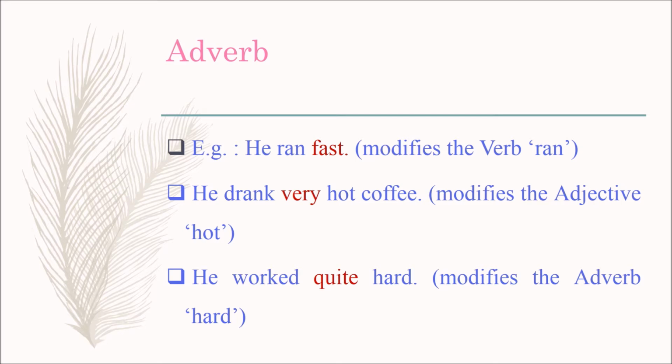Example sentences: the first sentence, he ran fast. Here, fast is an adverb. It modifies the verb ran. The next sentence, he drank very hot coffee. Here, very is an adverb. It modifies the adjective hot. The next sentence is, he worked quite hard. Here, quite is an adverb. It modifies the adverb hard.